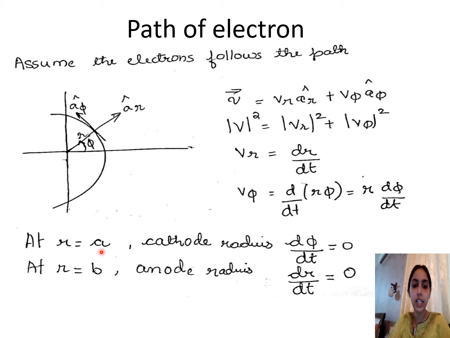We know that a is the cathode radius and b is the anode radius. When r, the radial displacement, is equal to the cathode radius a, obviously d phi by dt, the angular velocity, will be equal to 0. And when r is equal to b, the anode radius, the radial velocity dr by dt will be equal to 0.